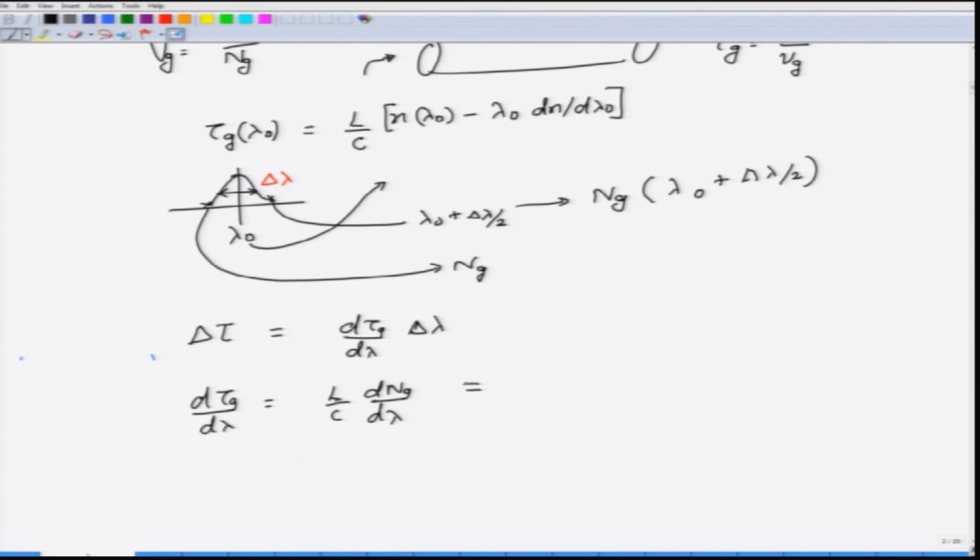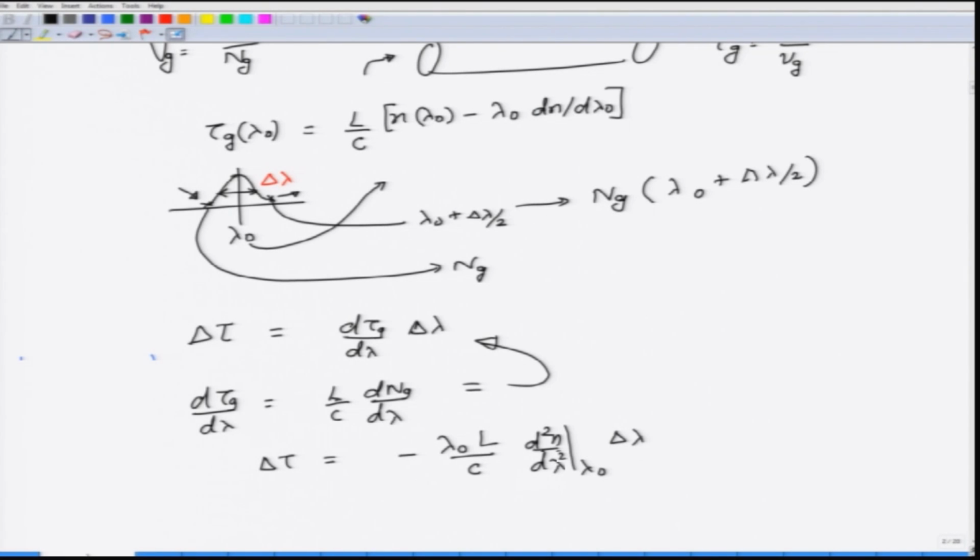I will leave this as a small exercise for you to calculate what is this dng by d lambda, and then it turns out that if you calculate this and put that value into delta tau, you will see that delta tau is given by minus lambda 0 L by C d square n by d lambda square, which has to be evaluated at lambda 0, then multiplied by the spectral width delta lambda. So it is simply telling you the difference between the group index at the upper portion of the spectral width, that is the largest wavelength component, and the smallest wavelength component. That is what determines the overall pulse width.